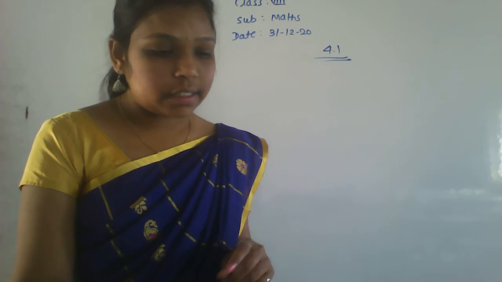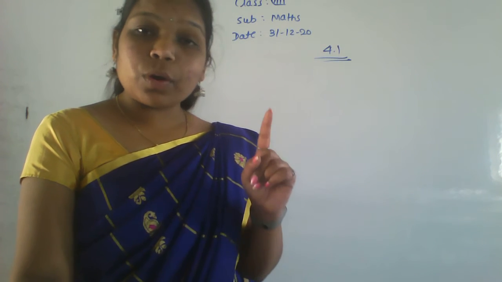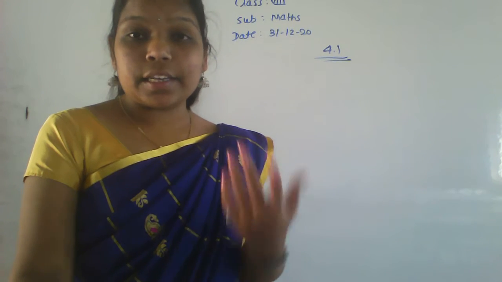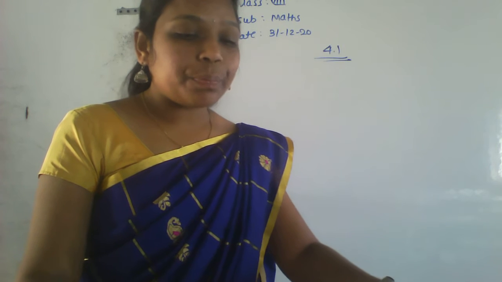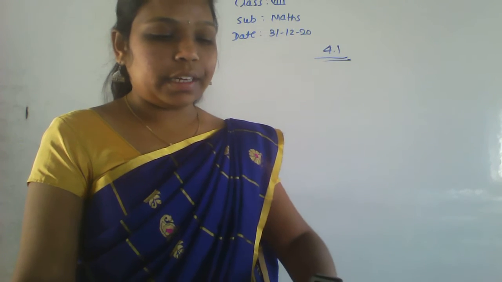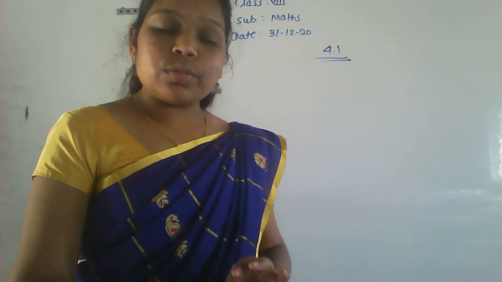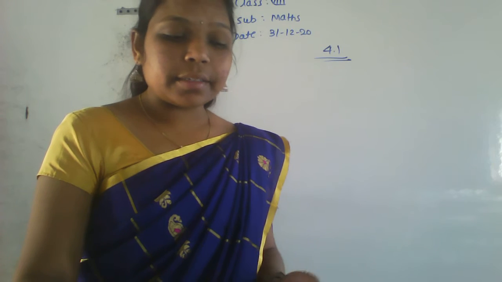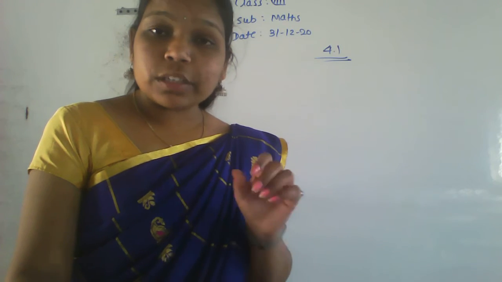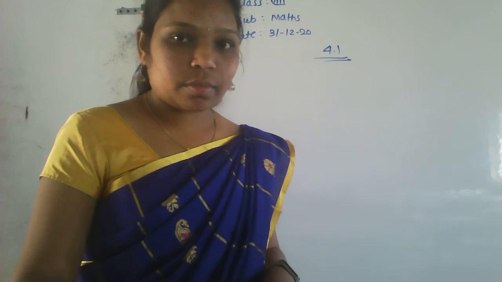The first question is, for each of the following numbers, find the ones digit in their cube. I told some points about cubes, some properties of cubes. Using a property, we can say what the ones digit is in the cube of a given number, right?